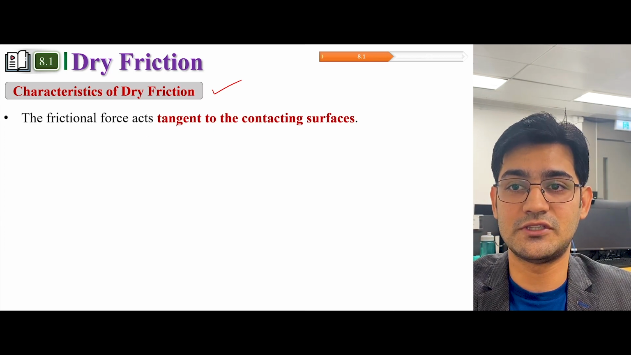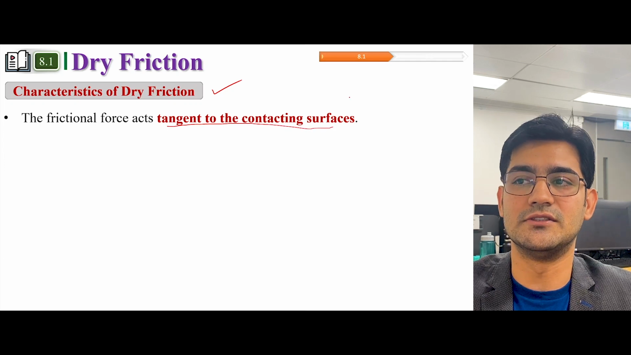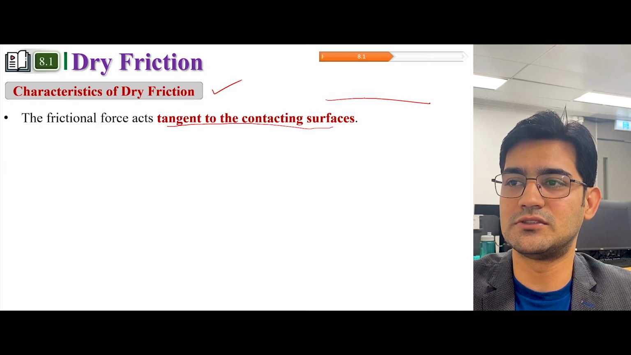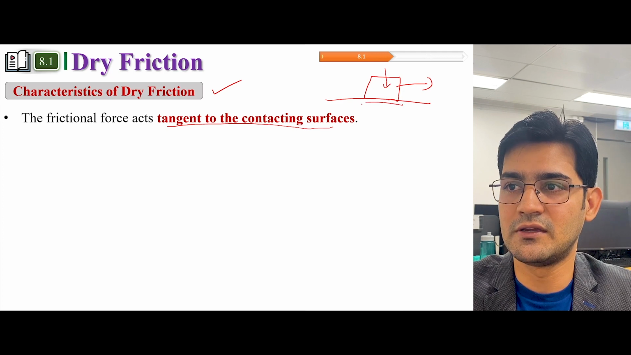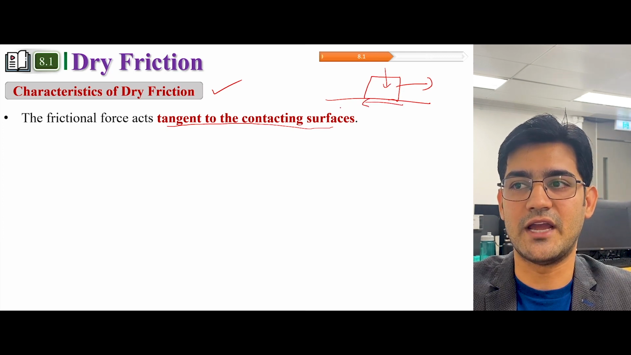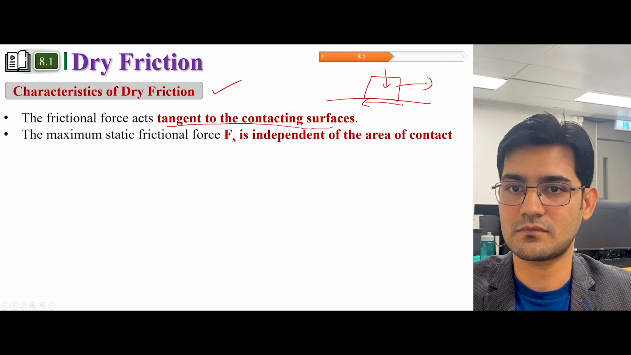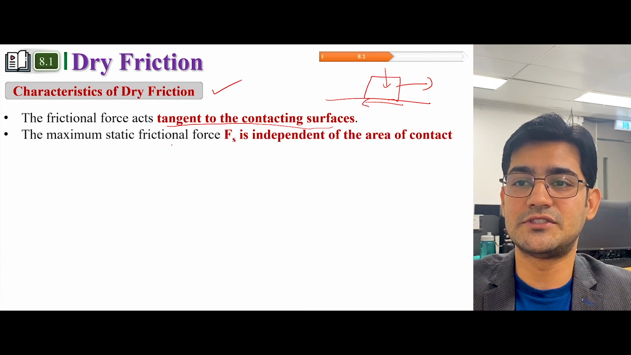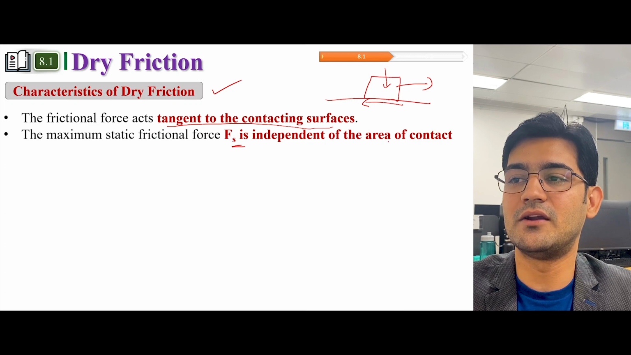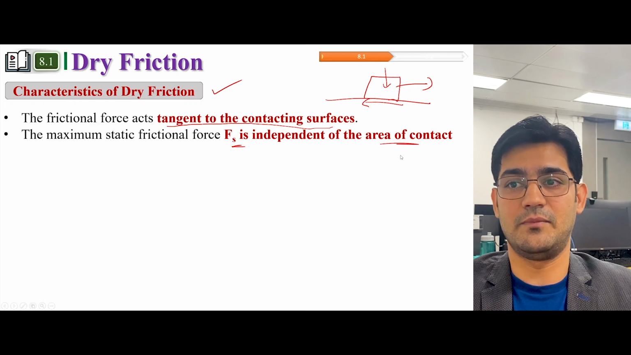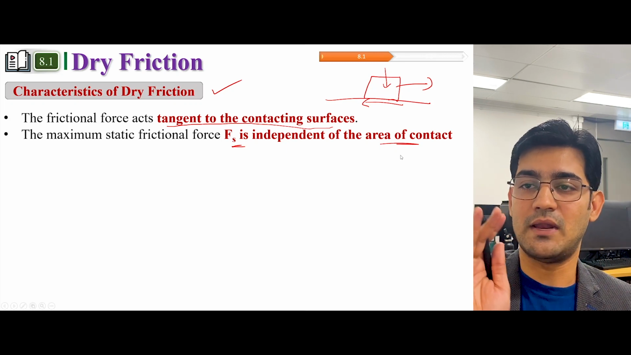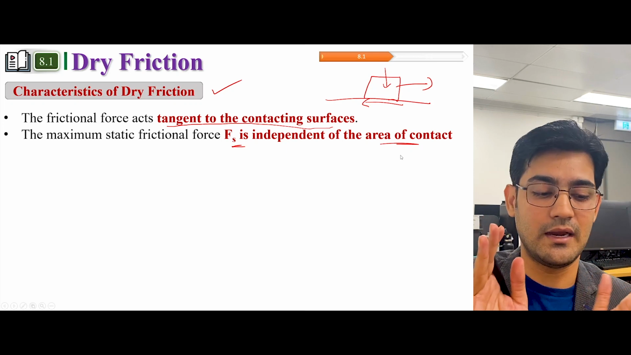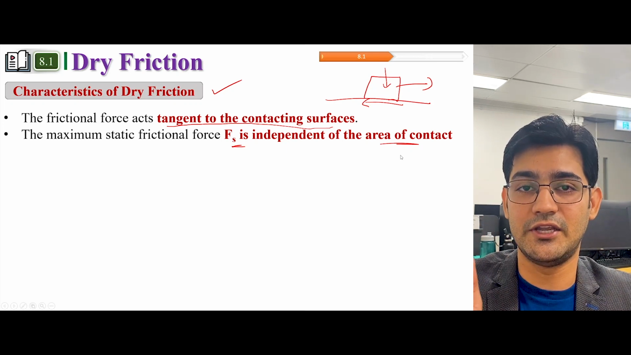The frictional force acts tangent to the contacting surfaces, and we have already established that this is one surface and this was another surface, and there was a load, you were also applying a horizontal load. So the frictional force was actually tangent to the contacting surface. And the maximum static frictional force is independent of the area of contact. And now this is very interesting because if you increase the area of contact and then apply a load, or the area of contact is smaller and then you apply a load, it does not impact the frictional force.